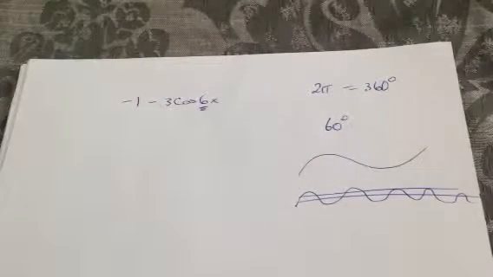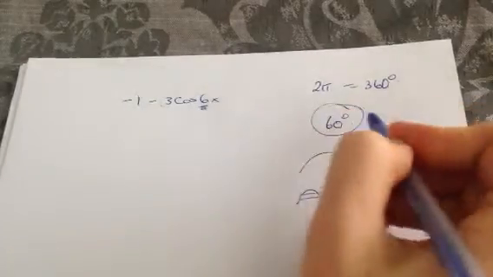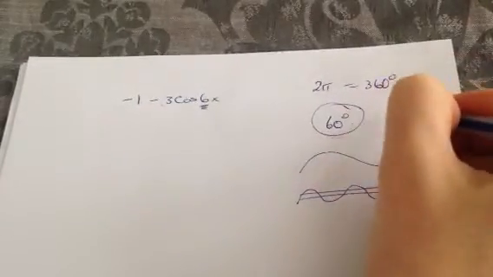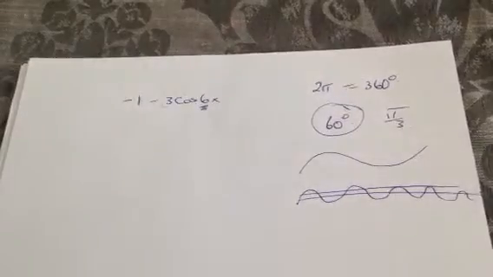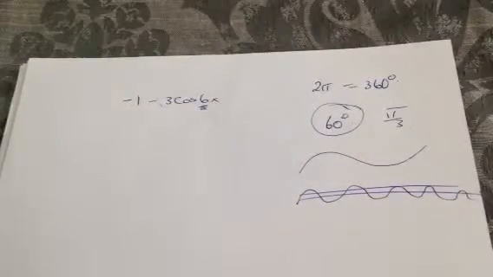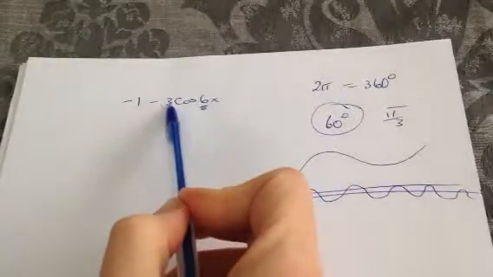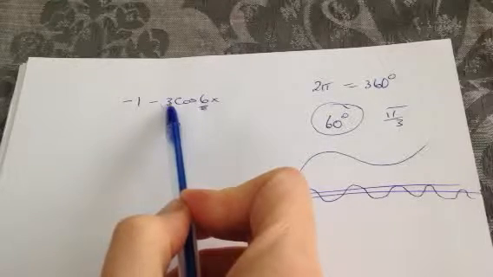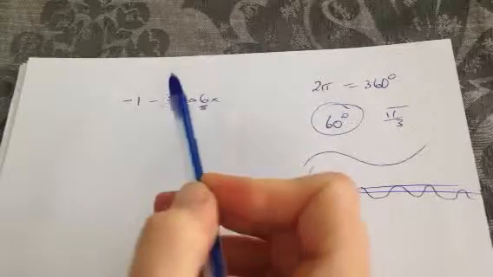So they want me to write down the period, which I have done, or that's the same as pi over 3. They want me to write down the range. Well, like I said, that tells me a good bit about it. And then they want me to sketch it from 0 to pi.